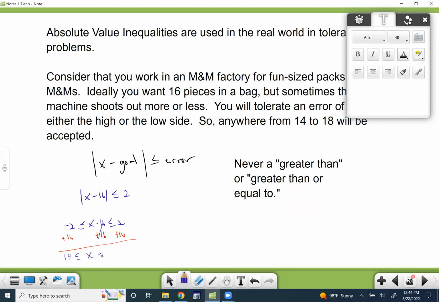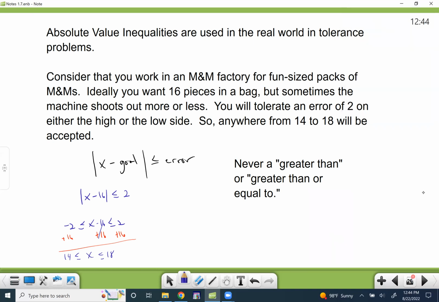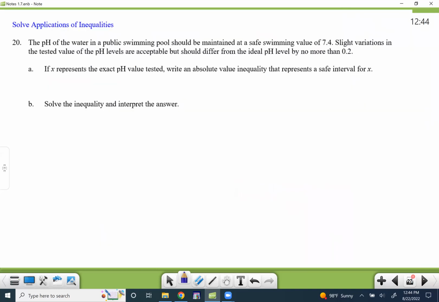These cancel, and here's our 18. So anywhere in between 14 and 18 would be acceptable. And these tolerance problems show up all over the place. You guys will probably start to see them a lot now. You'll be in a science class, or even an automotive class, something mechanical, and you'll notice that there's tolerance.